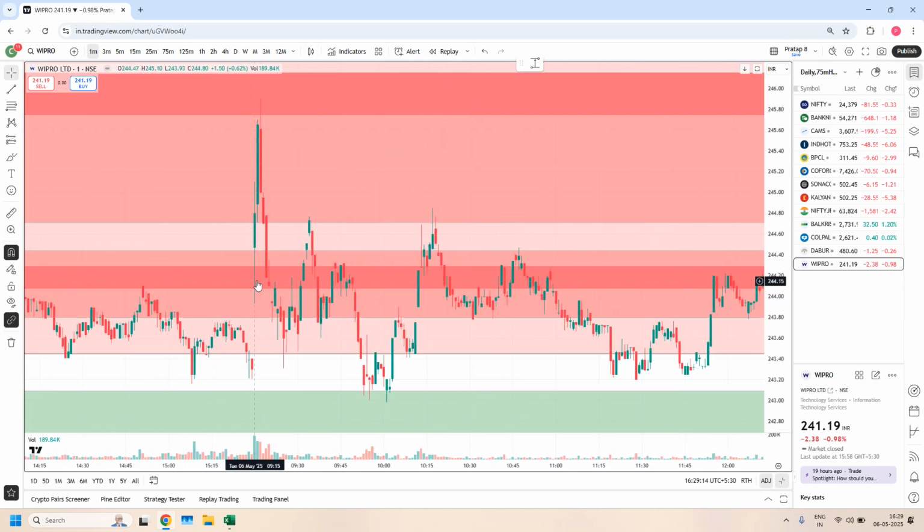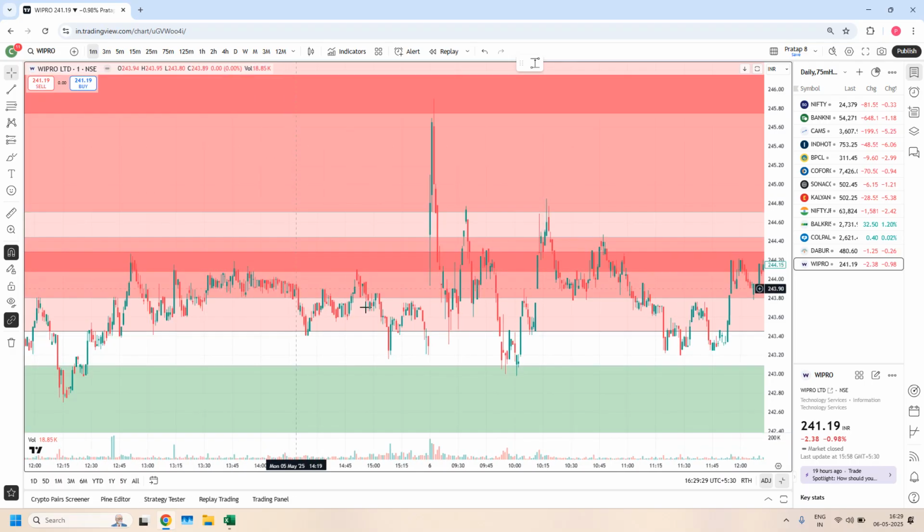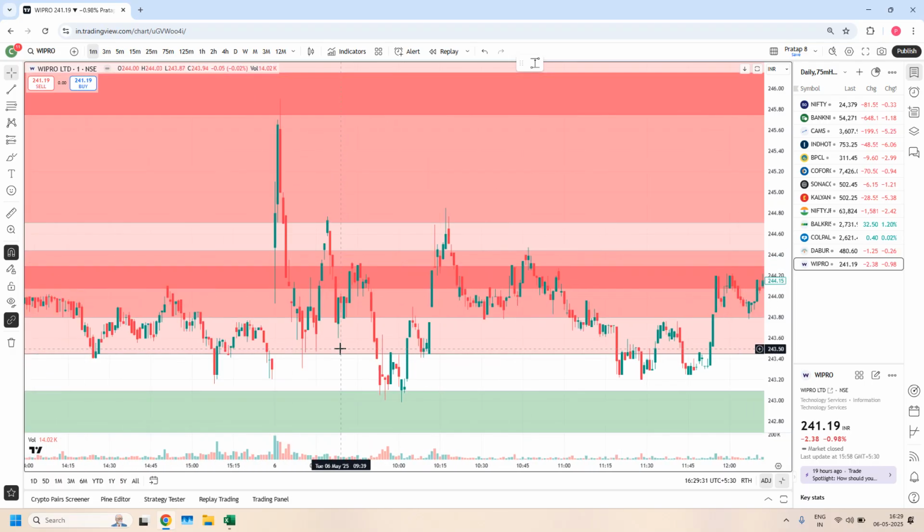See, the market opened above this zone. See the gap up. This is one of the reasons why we don't take trades in the morning 9:15 candle. One is volatility is very high. Second, the market may open with gap ups and gap downs, and that gives a huge stop loss for us. Anyway, this is gone.